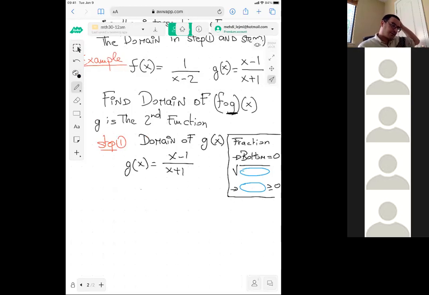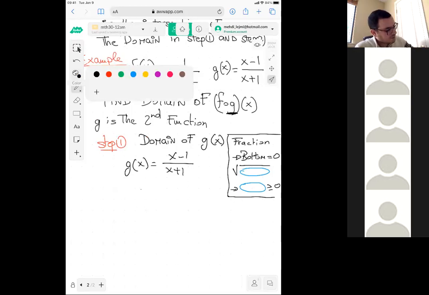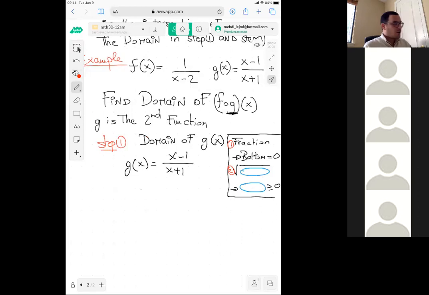So that's like the two main rules here. This is the first rule, and this is the second rule. Anyway, here's my function g. There's no square root in my function g, okay? So that's the good news.